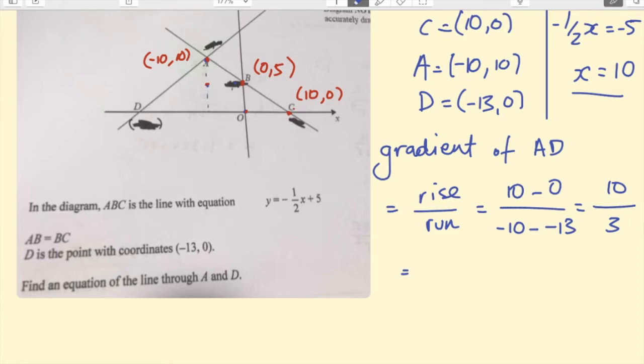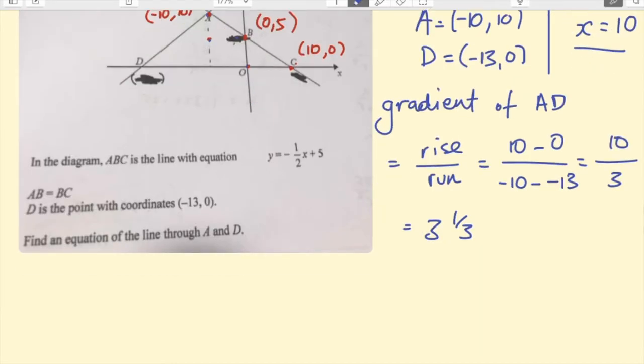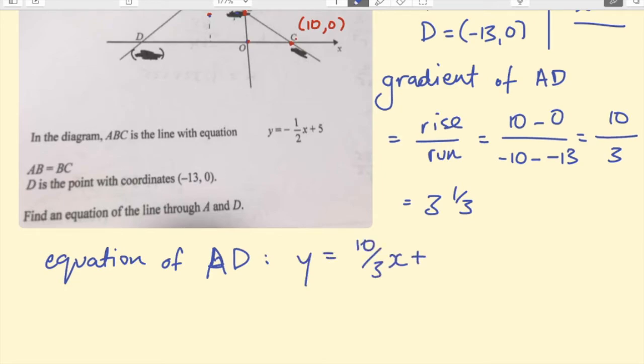So for the gradient, we're going to get 10 over 3. I would generally leave it like that, or it could be 3 and a third, depending what you're most comfortable with. So we've got the gradient, so the equation of AD is looking like y equals 10 over 3x plus, now do we know what the y-intercept is yet?